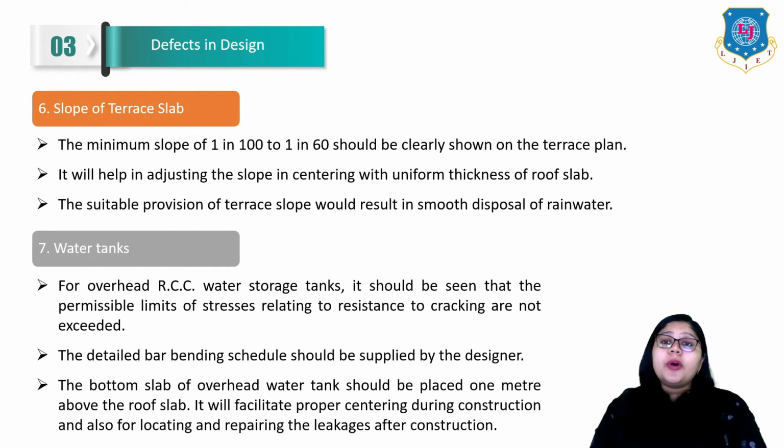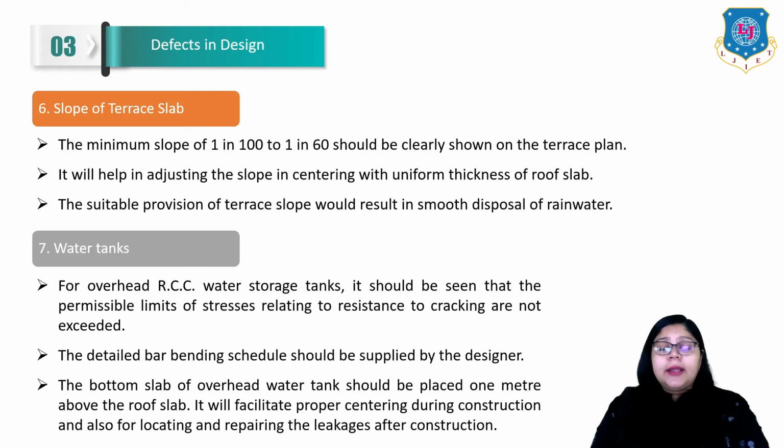Sixth one is the slope of terrace slab. So the minimum slope of 1 in 100 to 1 in 60 should be clearly shown on the terrace plan. It will help in adjusting the slope in centering with uniform thickness of roof slab. So the suitable provision of terrace slope would result in smooth disposal of rainwater.